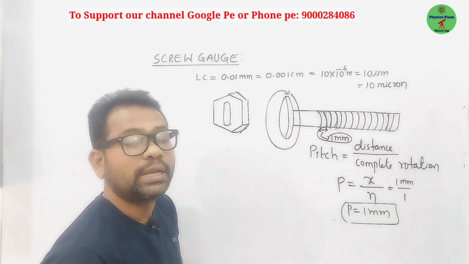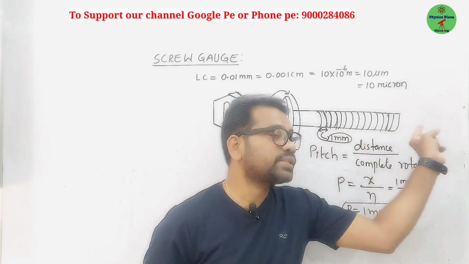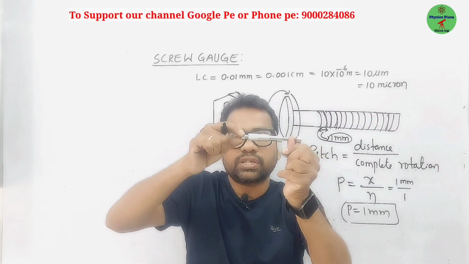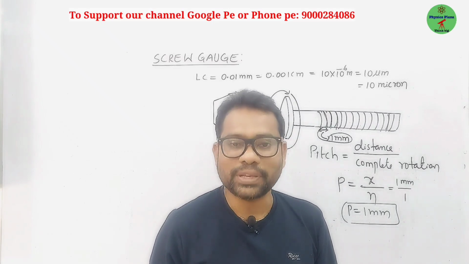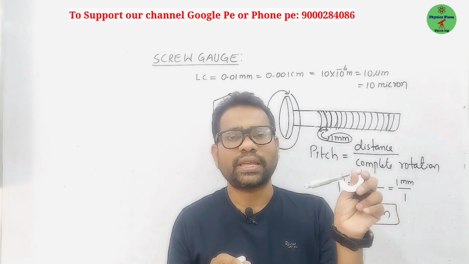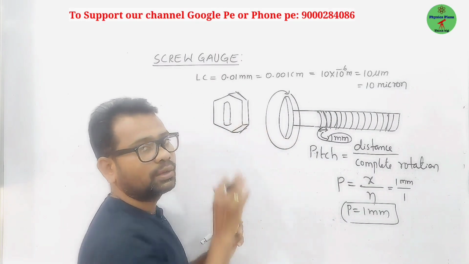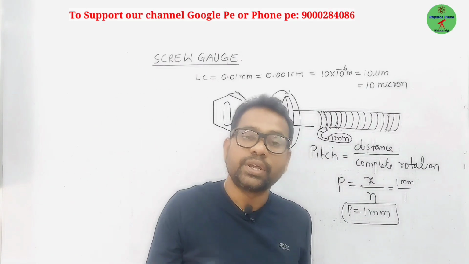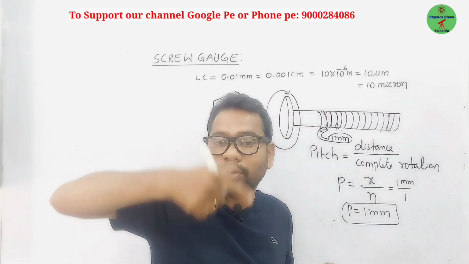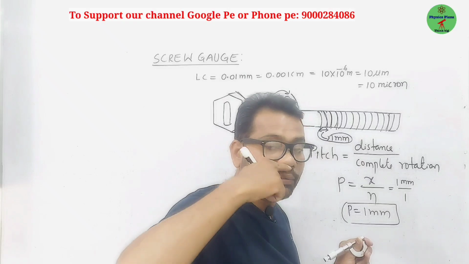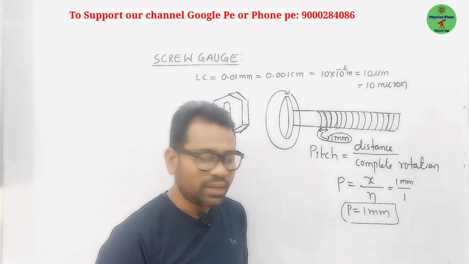What is the pitch, dear children? The distance traveled by the screw along its axis for one complete rotation of the head is called pitch. If you want to understand the screw gauge, you must know about the screw and about the nut. Because what is the principle of the screw gauge? Screw in a nut. How a screw rotates and advances through the nut is the concept. Understood?